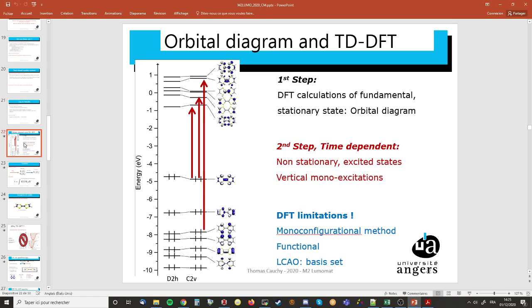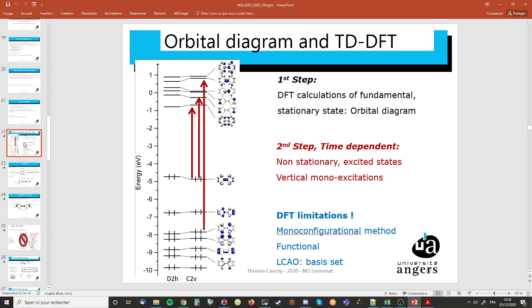Here in the TD calculation, the atoms do not move anymore. So if we are at the ground state, that means that if you have a correct optimization of your ground state with all positive frequencies, you are at a global minimum, and you will start to compute the vertical transition. And it's a vertical mono excitation. That means that it only takes into account one electron excitation.